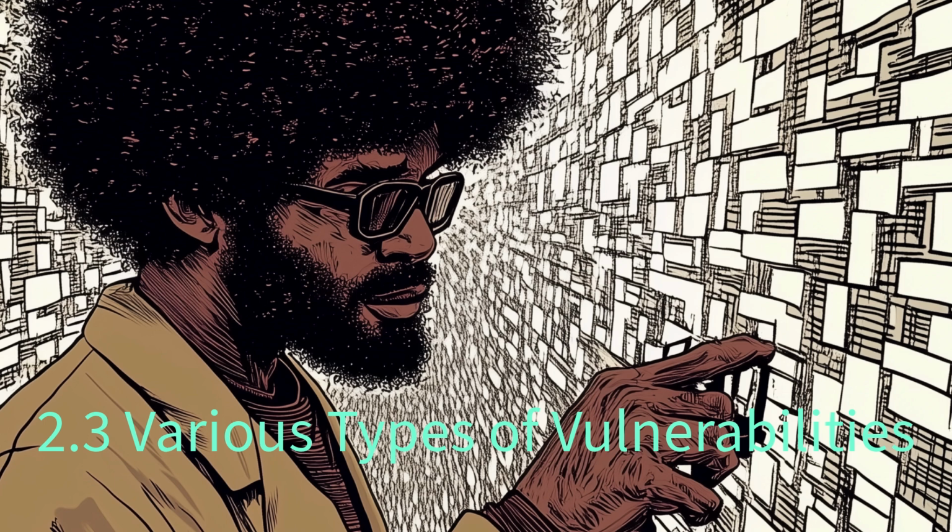Now let's move on to buffer overflow. This occurs when a program writes more data to a buffer than it can hold. It's like trying to pour a gallon of water into a pint glass. The excess has to go somewhere, and in computer terms, that somewhere can be exploitable by attackers.